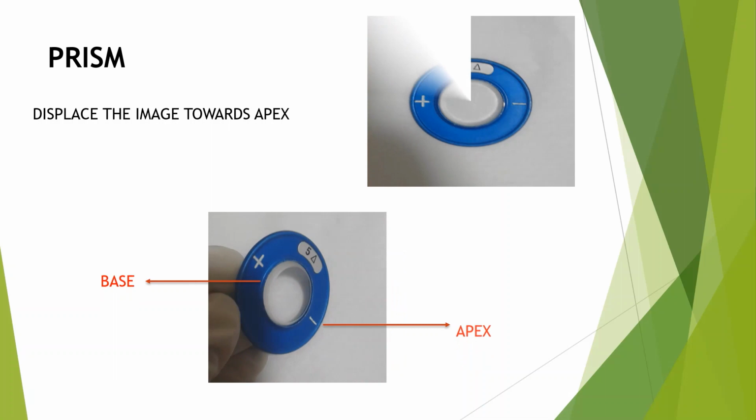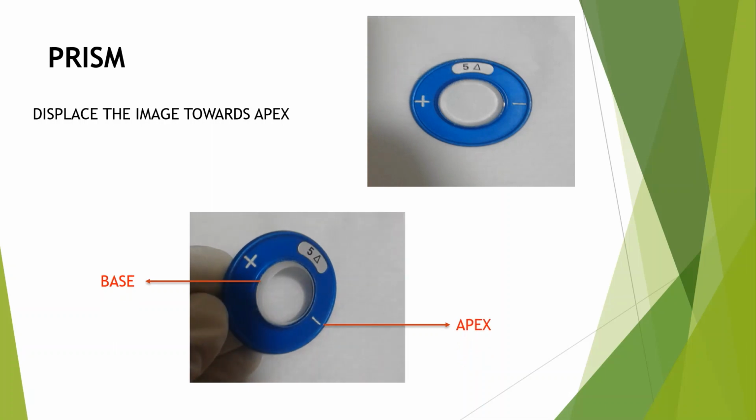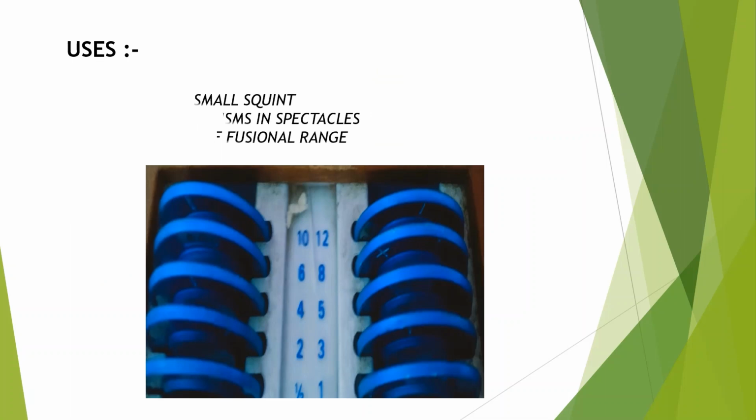Next component are the prisms. A prism is a refractive medium having two plane surfaces inclined at an angle. Prism displaces the image towards the apex. Prisms are used to measure small squint and to prescribe prisms in spectacles and also to measure the fusion range.